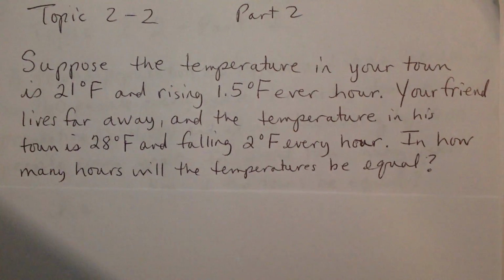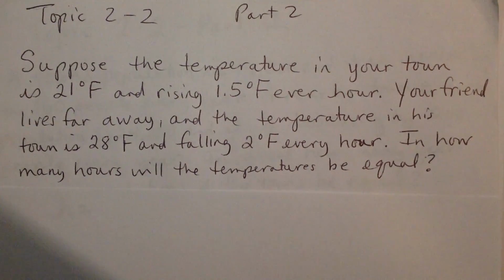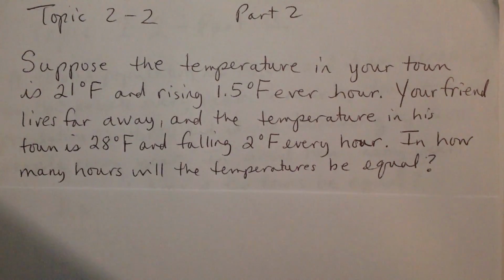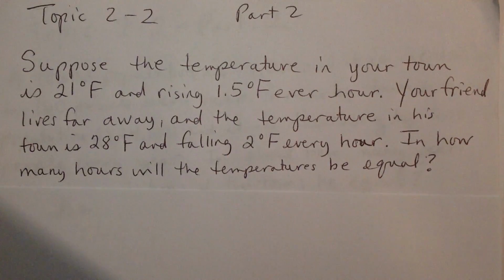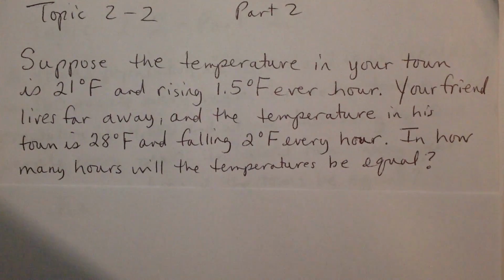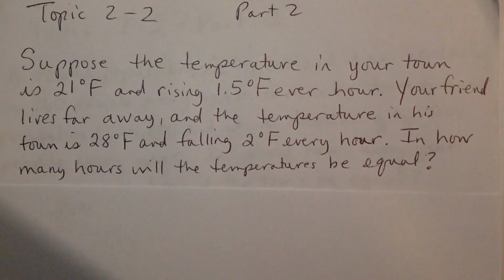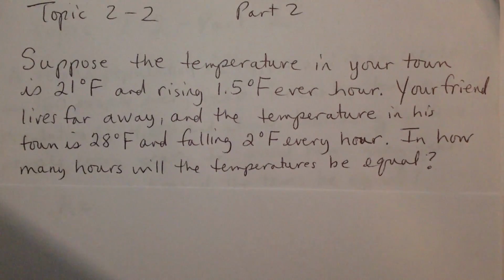Topic 2-2, Part 2. Suppose the temperature in your town is 21 degrees Fahrenheit and rising at 1.5 degrees Fahrenheit every hour. Your friend lives far away, and the temperature in his town is 28 degrees Fahrenheit and falling 2 degrees Fahrenheit every hour. In how many hours will the temperatures be equal?